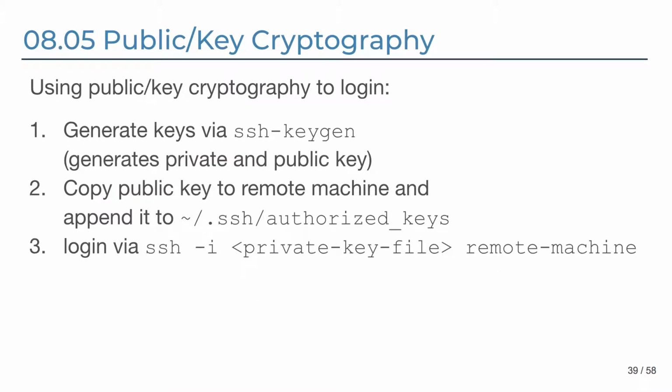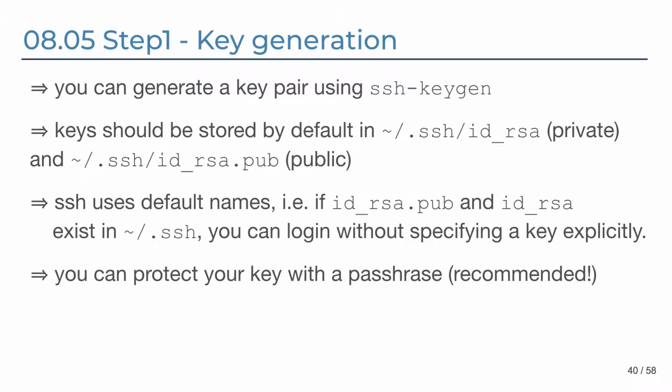However, the cooler thing is using key pairs. How this works is that you first generate keys using the ssh-keygen tool. Then you copy the public key to the remote machine and append it to a special file stored in your home directory, in the secret folder .ssh, called authorized_keys. Then you can log into the remote machine by using the ssh command and just giving it a private key.